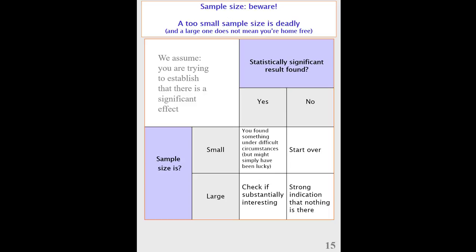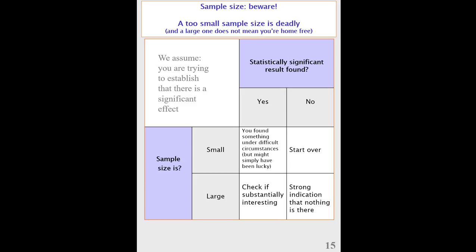Here, you find a strong indication that nothing's actually there, which is statistically okay, but usually substantially not very interesting, or not what you were aiming for. And here you found something, but the sample size is so large that it's really likely you find something, however small it is. So then you have to check if it's substantially interesting. Okay, so these are the places where you can end up in the end, and you now know what to do.